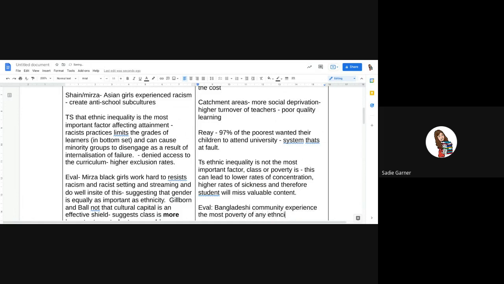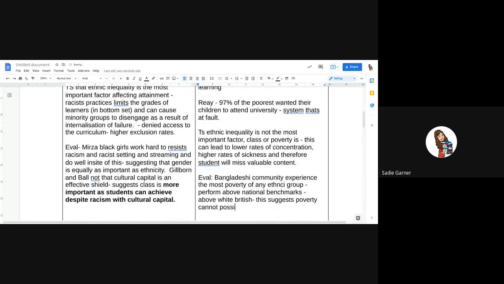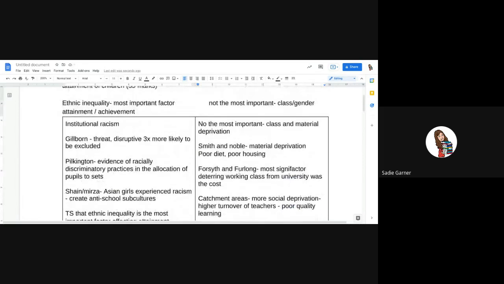of any ethnic group, but they perform above national benchmarks and above white British. This suggests poverty cannot possibly be the only factor. It's the best evaluation. Some ethnic groups statistically experience the worst poverty and they are above the benchmarks. Material deprivation can't be the only thing.